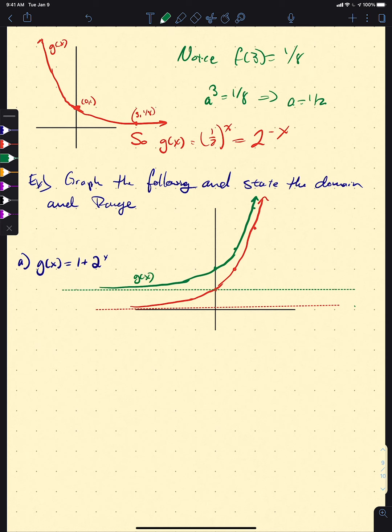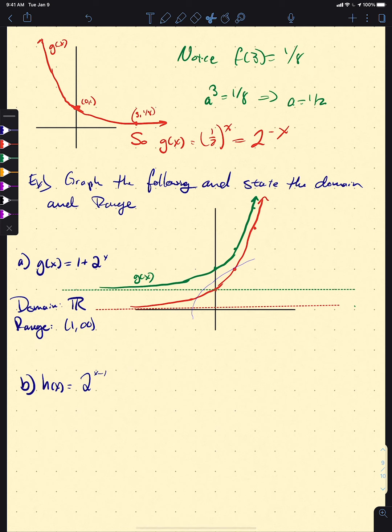For our domain, we're still going to be all real numbers, right? We haven't changed anything like that. But our range now shifts up 1 unit, to 1 to infinity, right? We'll do one more of these, okay? So let's say h of x is 2 to the x minus 1.